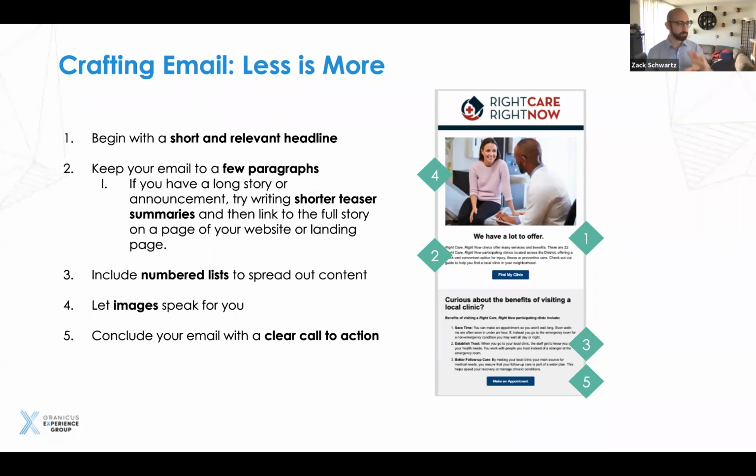We've kept this email to essentially one paragraph and a numbered list, which is what we recommend. Keep those emails short. If you have a longer story that you want to talk about, try writing a short little teaser summary in the email itself, and then link that to a larger story either on your website, or you can build a landing page within govDelivery for that. But you want to keep the email itself shorter and a teaser thing. If you have the entire story within the email, you're less likely to see people make it all the way to the bottom of that.